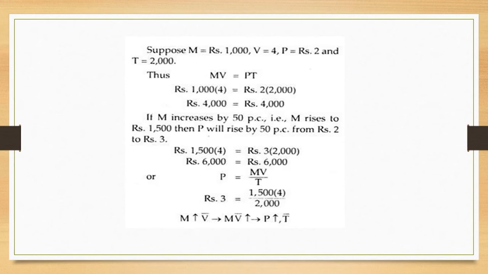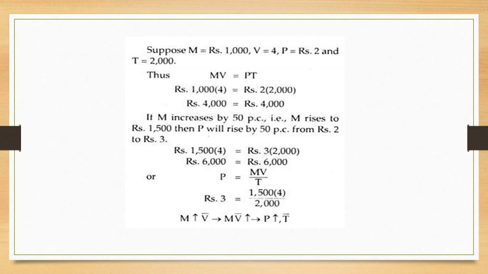What value you have in MV, the same value you will get in PT, meaning money supply is equal to money demand. Or in another problem, M increases by 50%, that is, M rises from 1000 to 1500, then P will rise from rupees 2 to rupees 3, where you will get the same answer, that is, rupees 3 equal to 3.